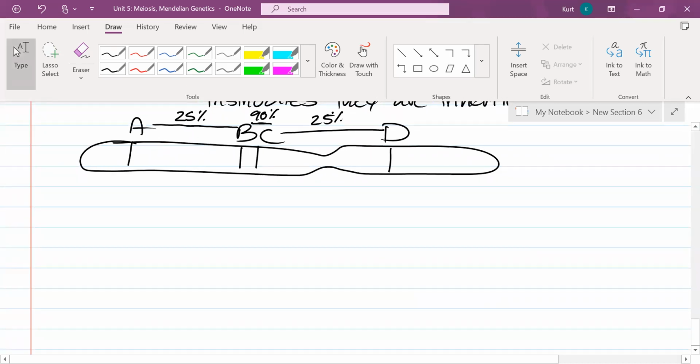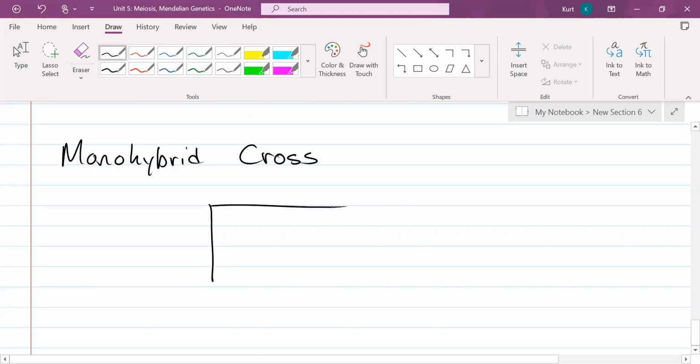Okay, let's see what else we have here. Let's do a monohybrid cross. A monohybrid cross is when you do your Punnett squares. What frequency does each box represent? 0.25, 25%.